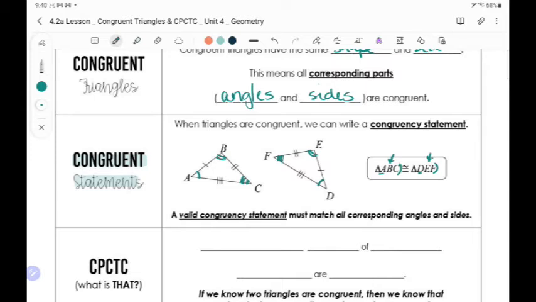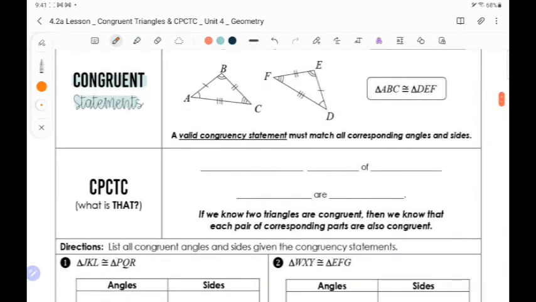It is very important that you pay close attention. The order of the letters very specifically matters. You must have the correct order of the letters. It says right here, a valid congruency statement must match all corresponding angles and sides. You can also notice that AB is congruent to DE. See right here? DE and AB are the ones with a single slash mark. It is very important that the letters go in the correct order because that tells you which angles correspond to each other when you're naming the triangles, and it tells you which sides correspond.